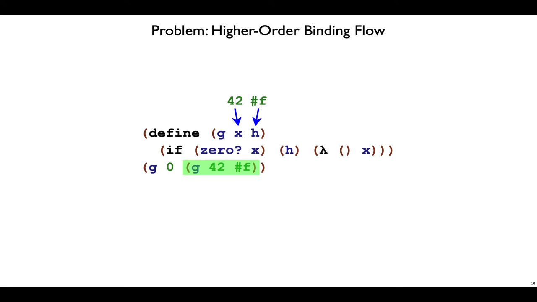The check for whether x is 0 fails, so g returns a closure over the current binding of x, which is 42. The program then calls g again, this time binding x to 0 and binding h to the just returned closure. This time, the check for whether x is 0 succeeds, and g proceeds to call h. When we call h and invoke this closure, the result will be 42, and that will be the result of the program.